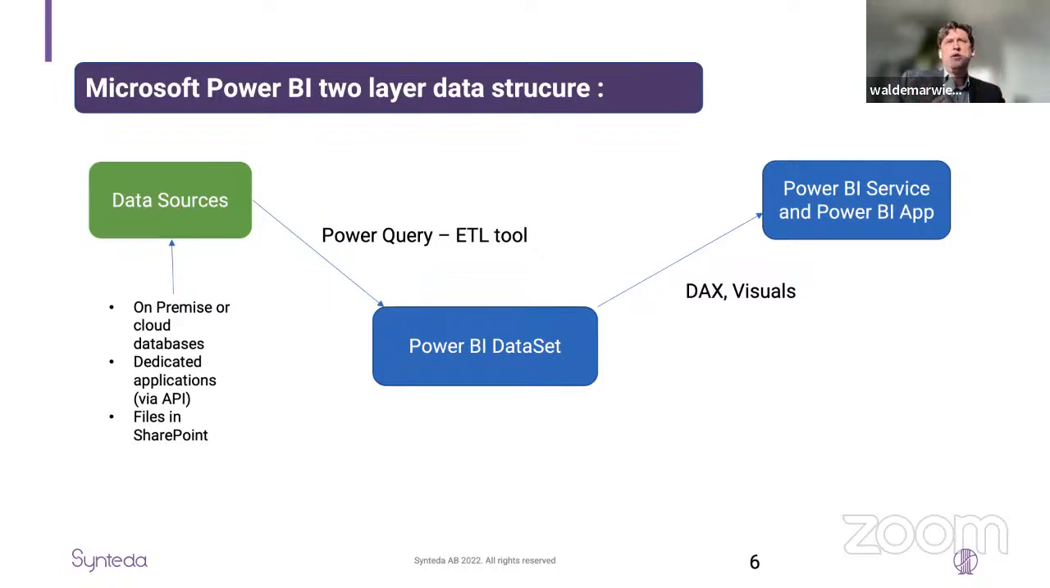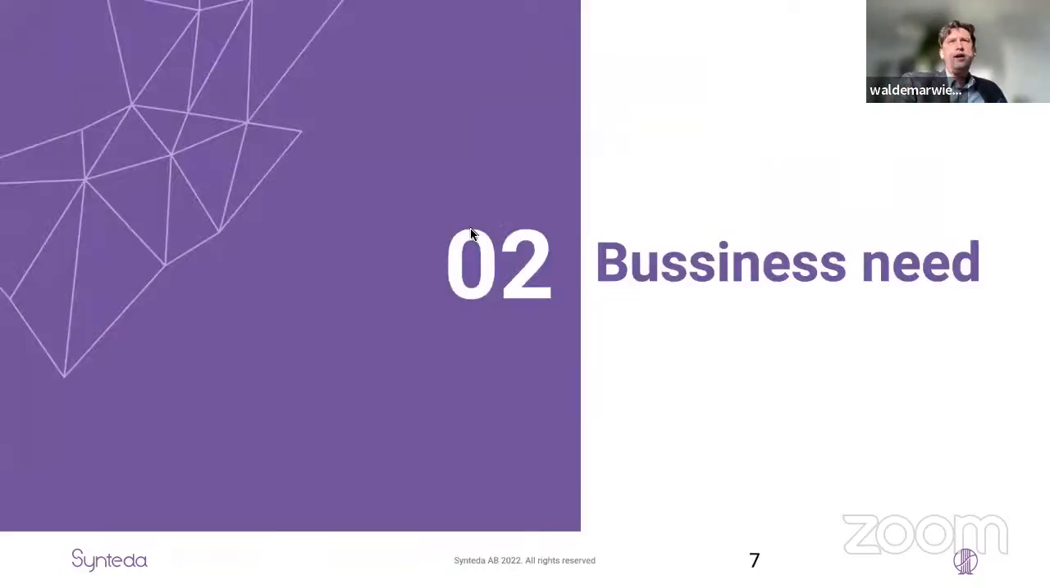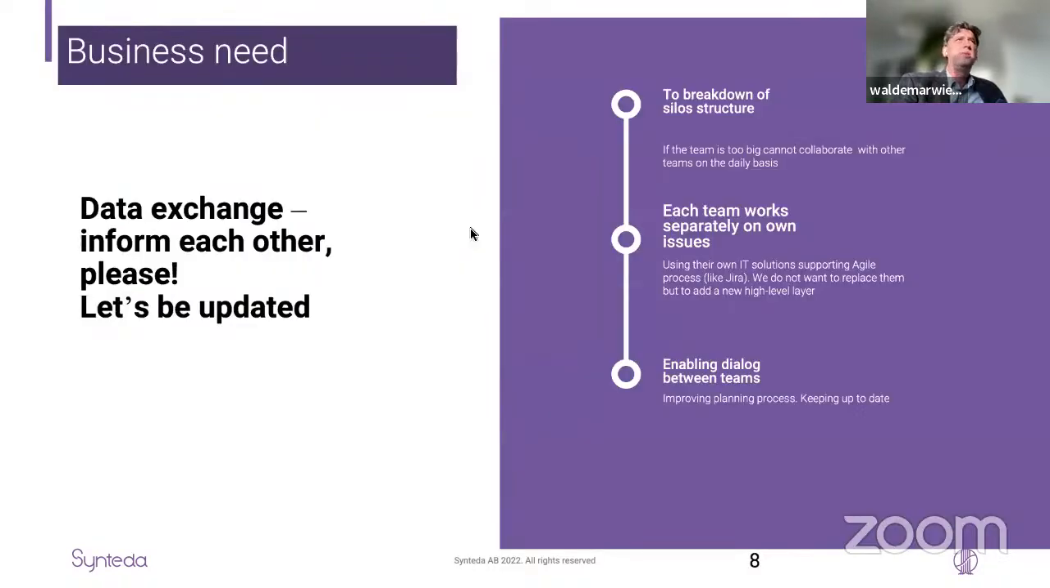So we more or less know how Power BI is organized. We know this two-layer data structure. We know that we can connect to a data source and we can have visuals. Let's leave Power BI for a while and go to our company, a big company. We have big companies which work in an agile way, and we have three issues.